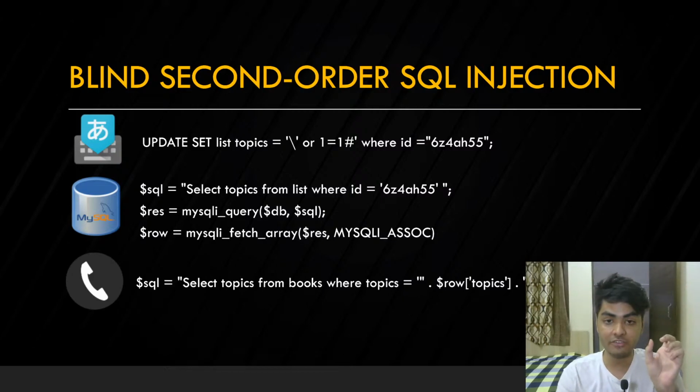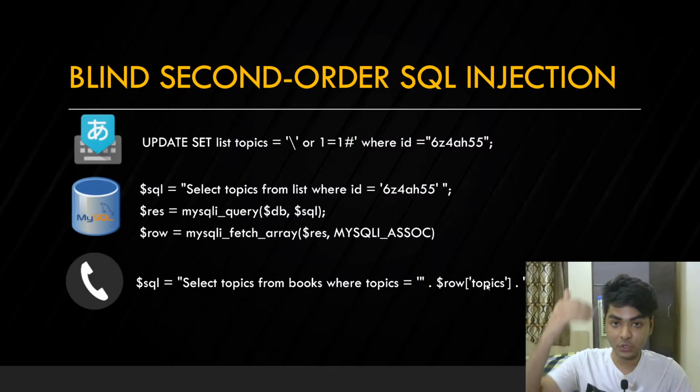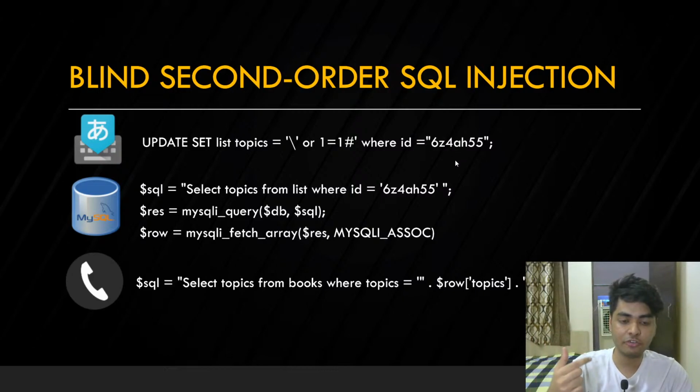Now this data will be used in another query. See the call, select topics from books, which is another table, where topics is equal to row topics. Row means the column name topics, and the data of the user id, something like this x6z4.